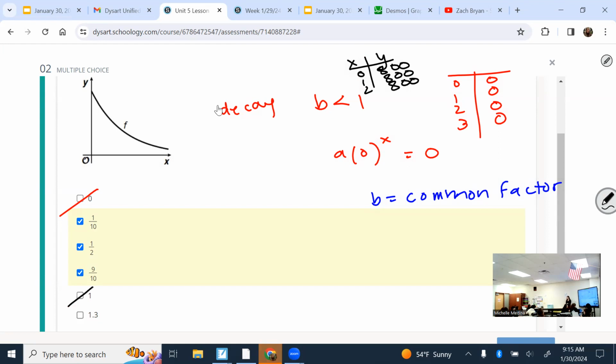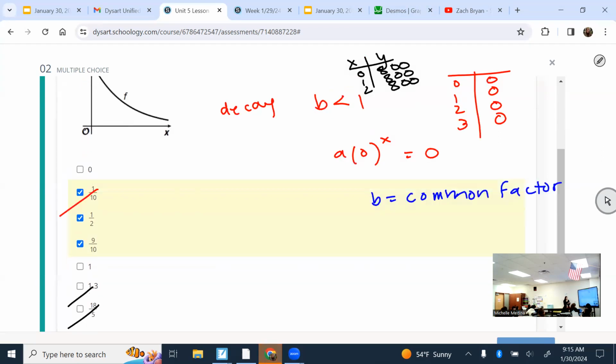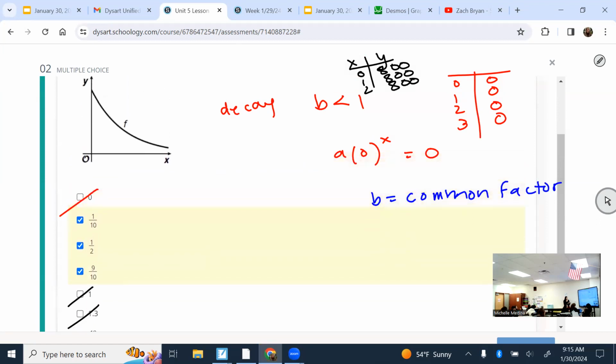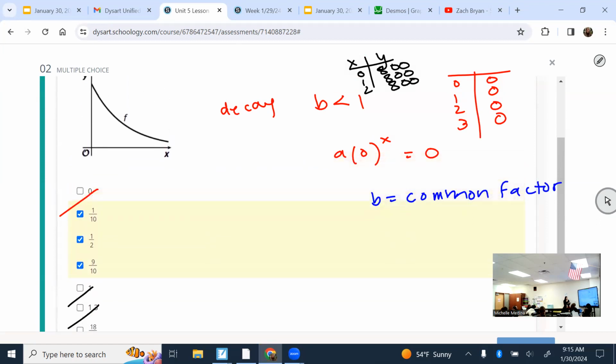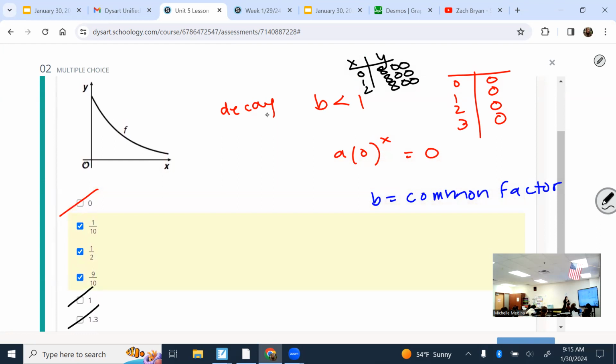What about 1.3? Don't pick that one because that would be growth, not decay. And this graph is decreasing, so you have to pick the ones that would also make the graph decrease. And then there's one more, 18/5. I'm out of room, so I'll add it up here. Is that less than 1? It's not. It's greater than 1.